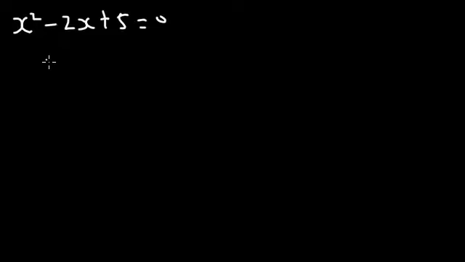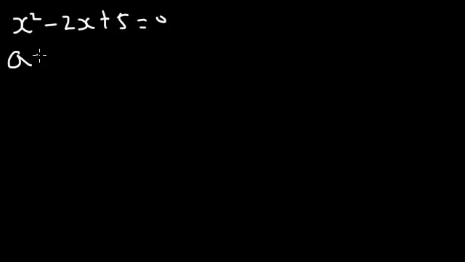You can never get two numbers that will multiply to 5 and at the end of the day, add up to -2. This is absolutely impossible. So to solve this equation, we can use either of two methods: completing the square or the quadratic formula, also called the almighty formula. In this video, we will consider using the almighty formula.